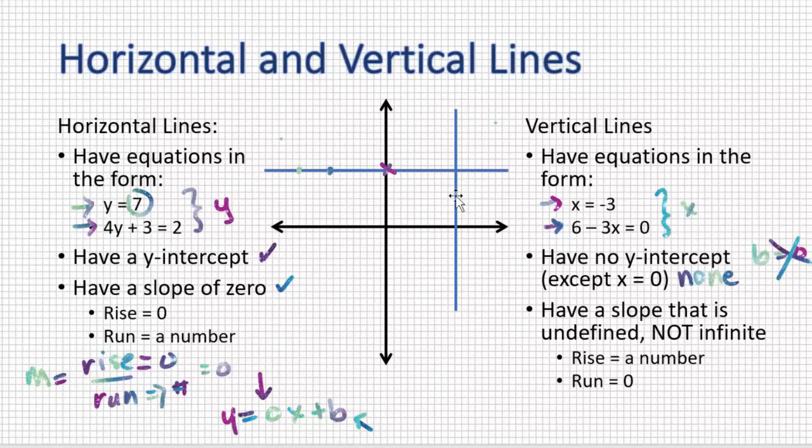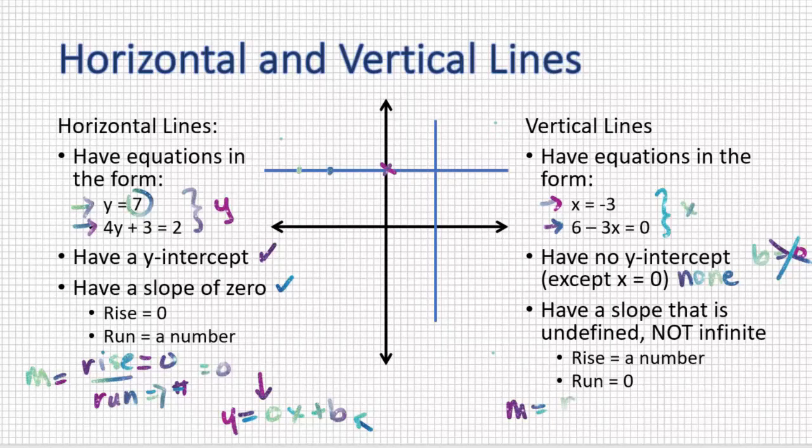Of course, there's one exception to this. If I have the line x is equal to 0, it sits right on top of the y-axis. So every point on the y-axis is a y-intercept. But that's an unusual outside case. Now, as for the slope, it is undefined.